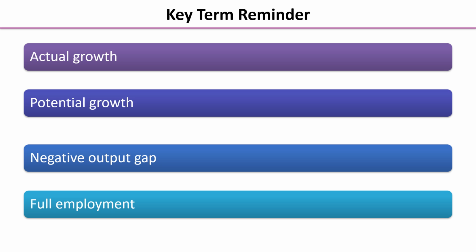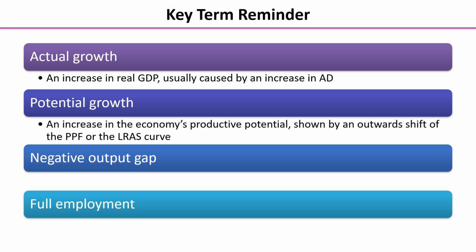Okay, I'm going to bring up those key terms meanings for you now. Here's the first one, actual growth, increase in real GDP, and this one is usually caused by an increase in AD. Different from potential growth, which is the economy's productive potential, not the actual real GDP at the time, and that tends to be caused by the upward shift of the PPF or the LRAS curve.